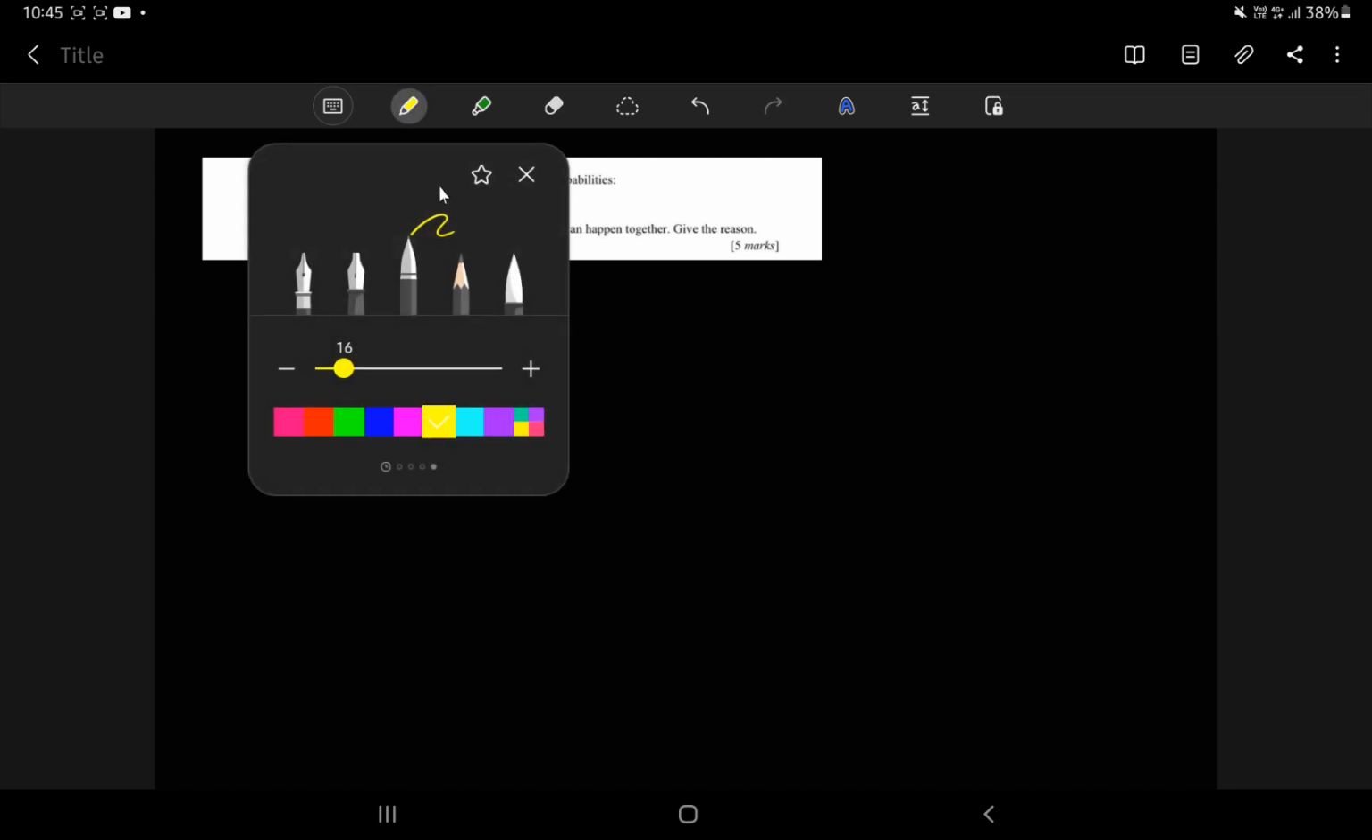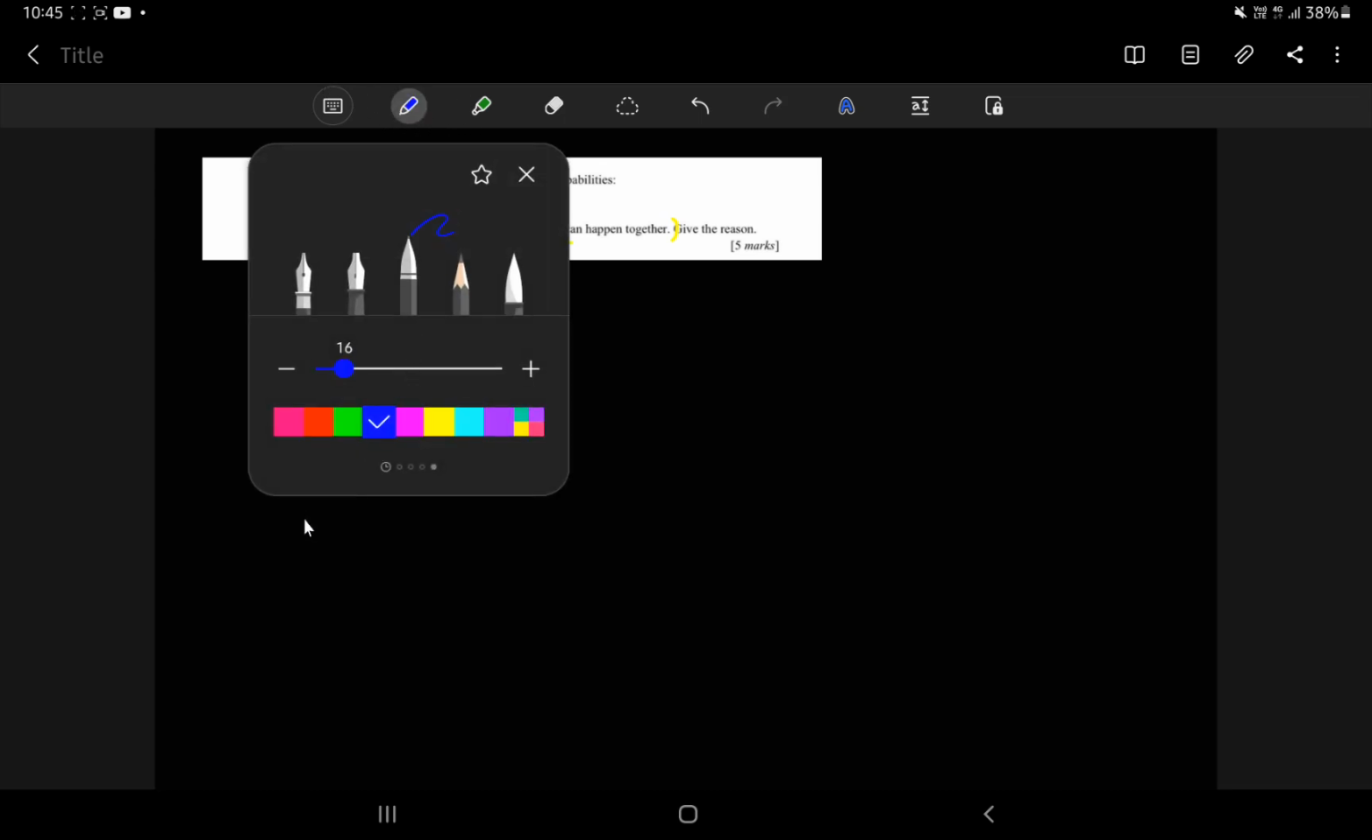Given that A and B are two events with the following probabilities, you can look over here. Find the probability of A intersection B. Hence, determine if A and B can happen together, and you need to give the reason why. First you need to know what is meant by "can happen together". So I will introduce you to the terms mutually exclusive and mutually inclusive.